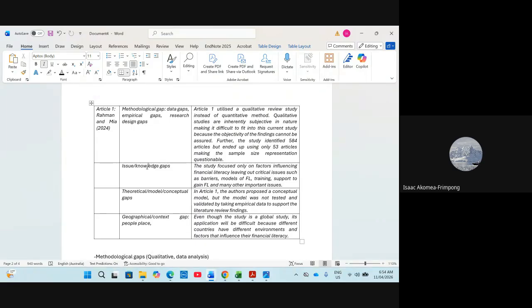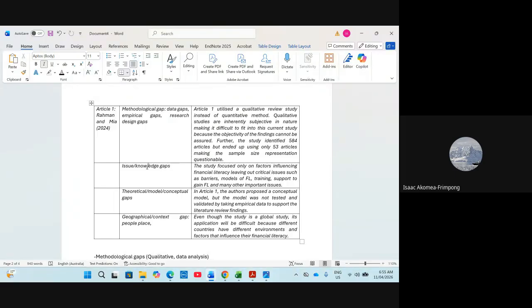or knowledge gap. Then we have the next one, which is the theoretical or model gap. The theoretical gap is what I was doing with you, the thing I taught you the other time that we met, and it has to do with the theoretical framework and then the conceptual framework and all that.